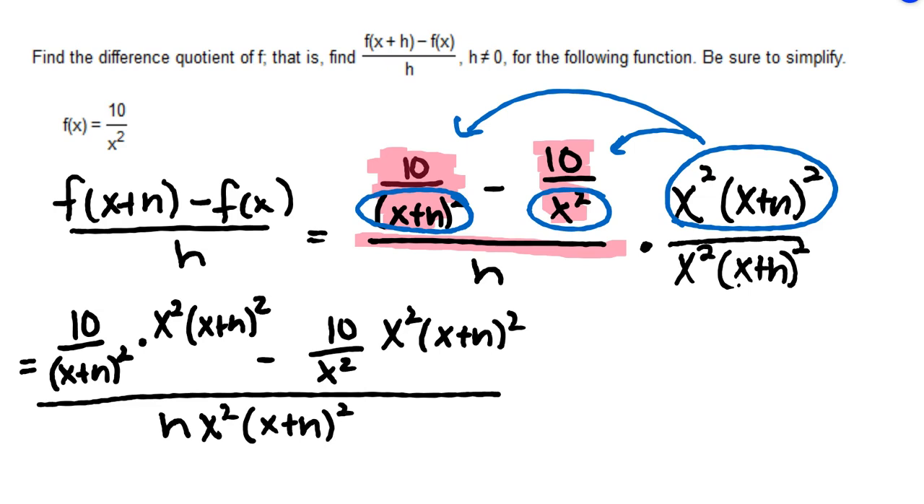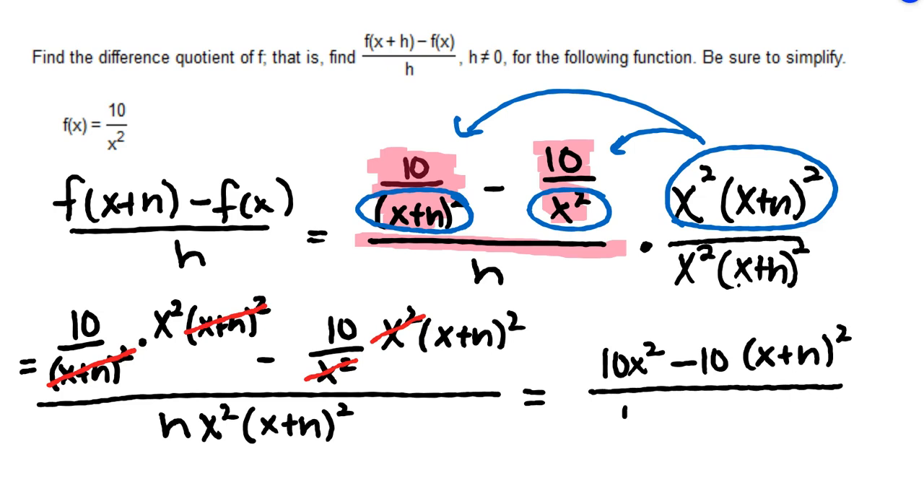So I've distributed that common denominator to each term, and now the clearing of fractions should happen. It should cancel out the denominators of those little fractions. So in the first term, we have a denominator of (x plus h) squared, which is going to cancel with the (x plus h) squared here, and that leaves me with a 10x squared. In the second term, we have a denominator of x squared, which cancels with the x squared, and we're left with minus 10 times (x plus h) squared.